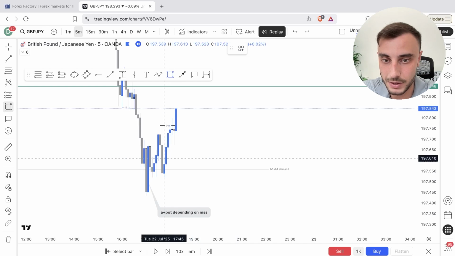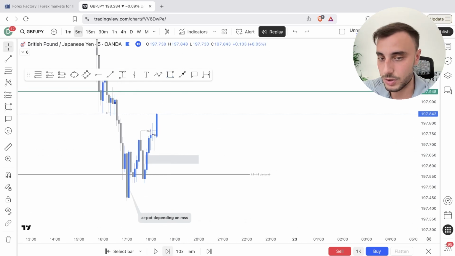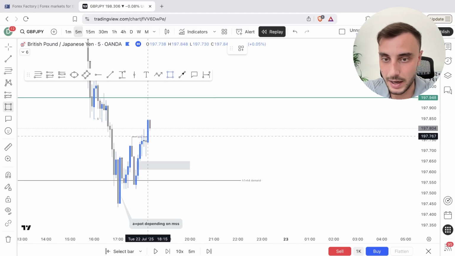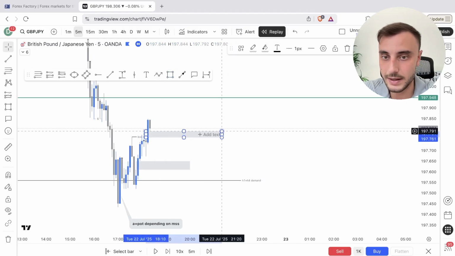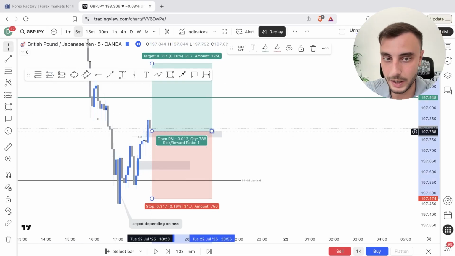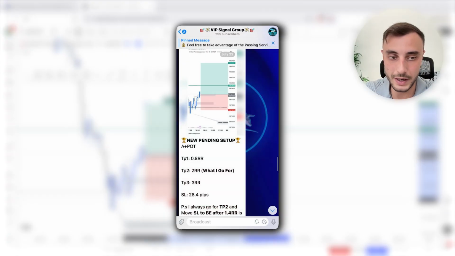I had this first VVG right here. Initially, this is where I placed my entry, and of course also sent it in my group. But then I adjusted the entry, I recalculated my lot size, and I placed my buy limit right on this second VVG. Okay, I updated the setup. Again, I sent the update in my community as well.